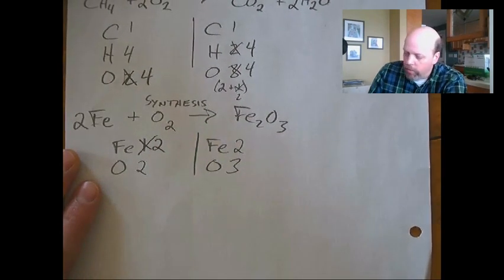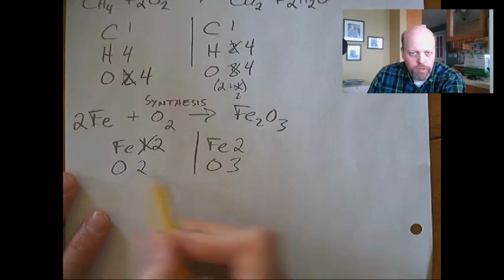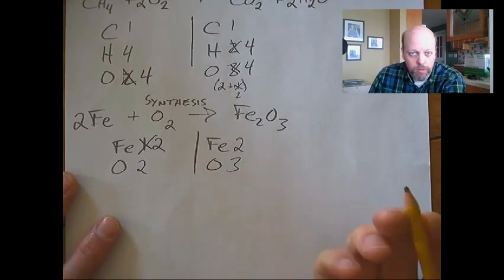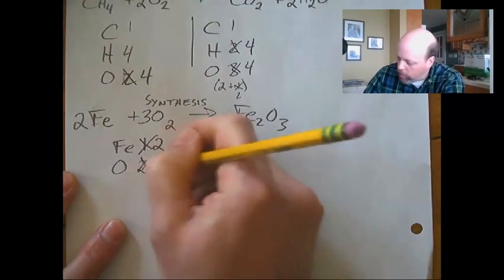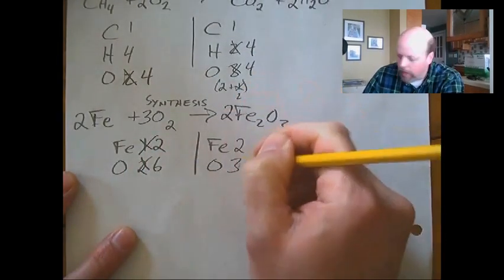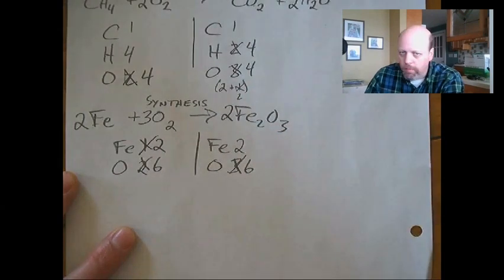Fine. All right, and we've done this before, right? 2 and 3 for oxygen. We've got to find the least common multiple, which is 6. So we multiply this one by 3, and we multiply this one by 2. Good. Well, except there's a problem, right?